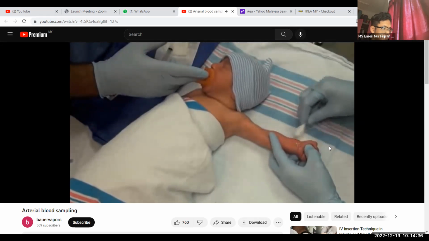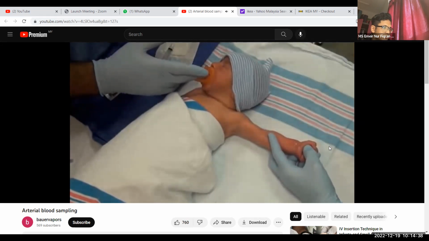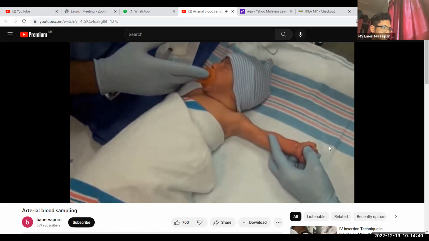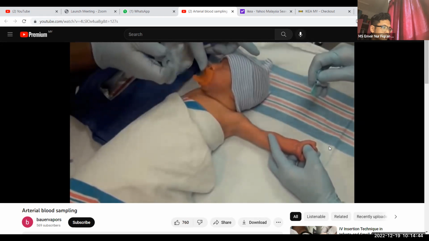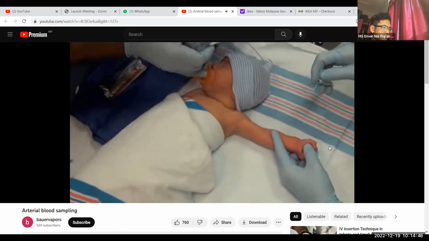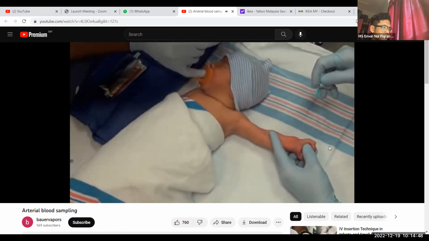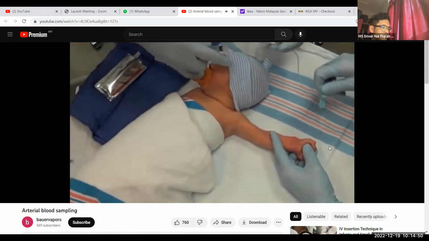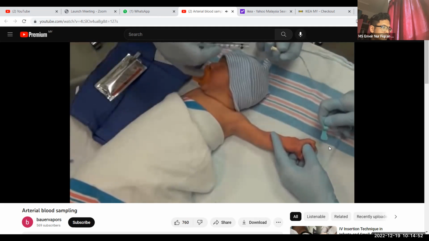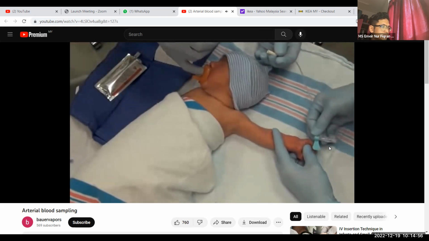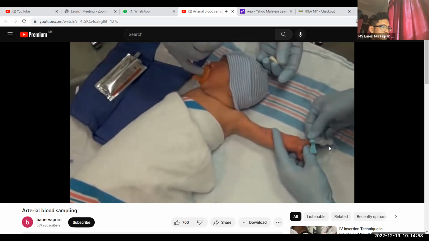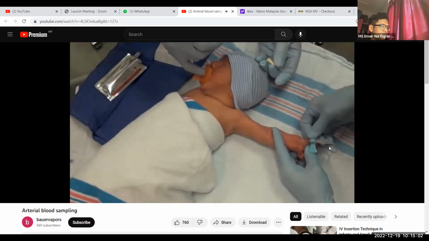Cleanse the insertion site and the surrounding tissue. Puncture the skin and penetrate the artery at a 15 to 25 degree angle with the bevel down, or puncture the skin and penetrate the artery at a 30 to 45 degree angle with the bevel up. The shallow approach is recommended in the preterm infant.